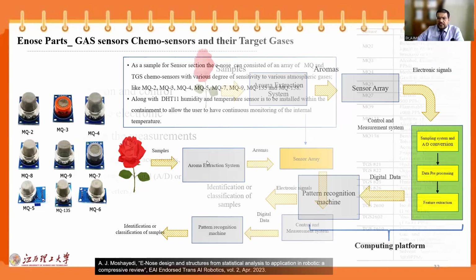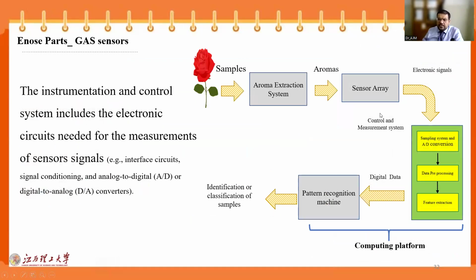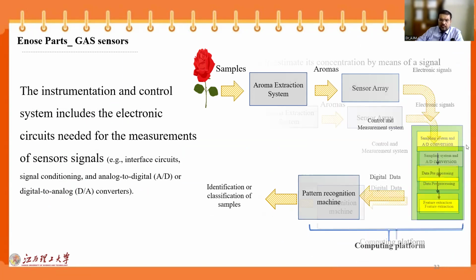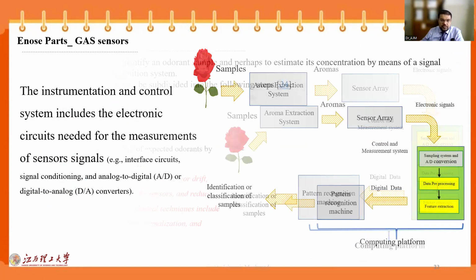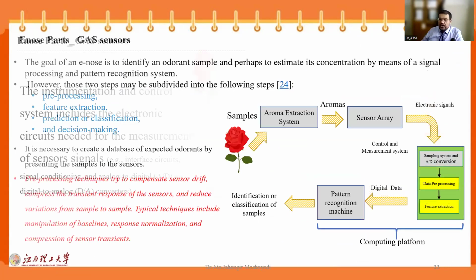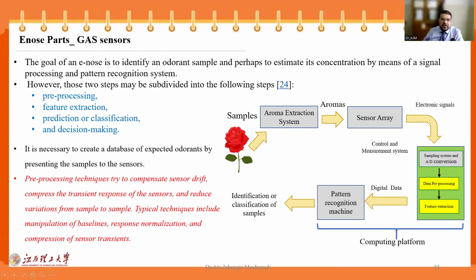The next part after the sensor is the sampling system and AD conversion, which we can do with any microcontroller or microprocessor. We don't have a problem nowadays with this part. Next is data processing, which we can do very nicely. Now we have lots of good preprocessing, feature extraction methods, prediction, classification, and decision making. Even deep learning we have nowadays. This green box can do very nicely, even the pattern recognition machine.